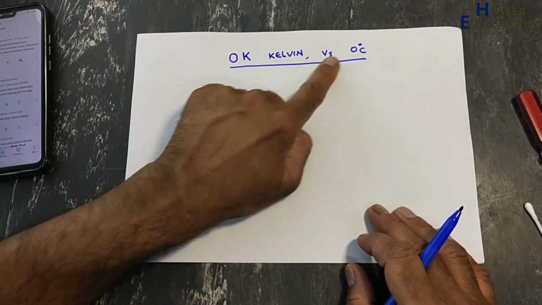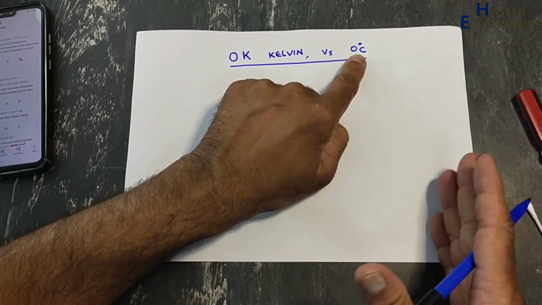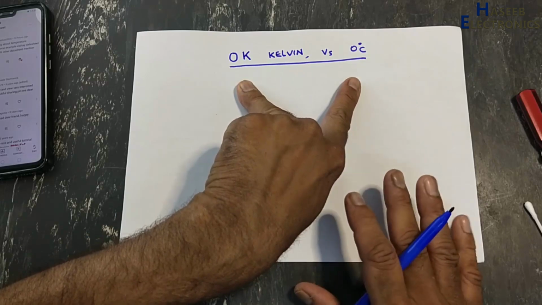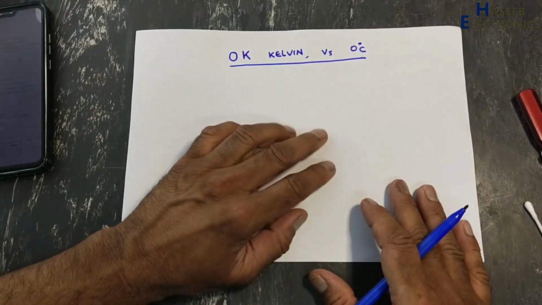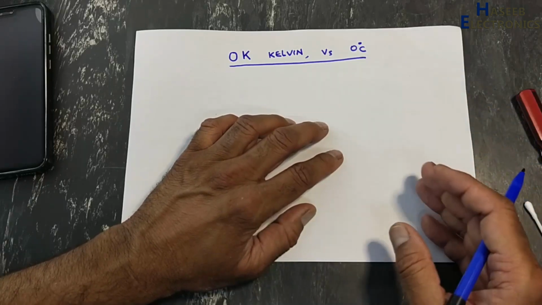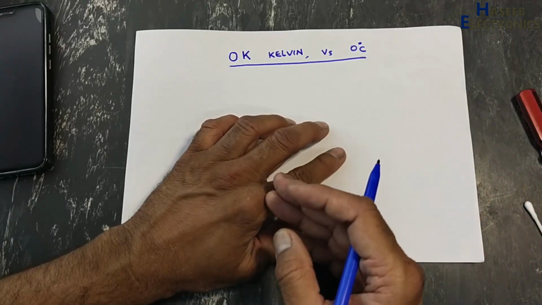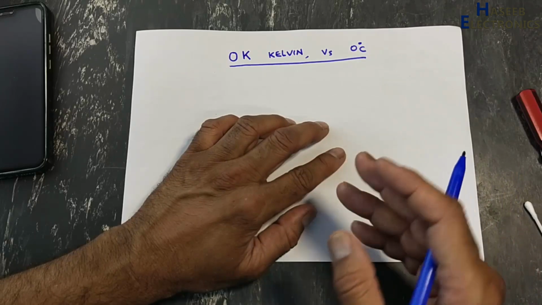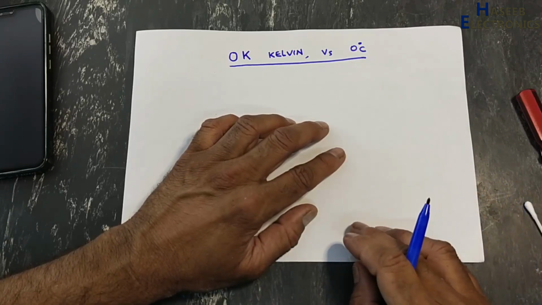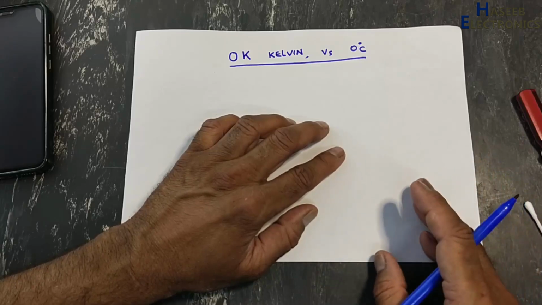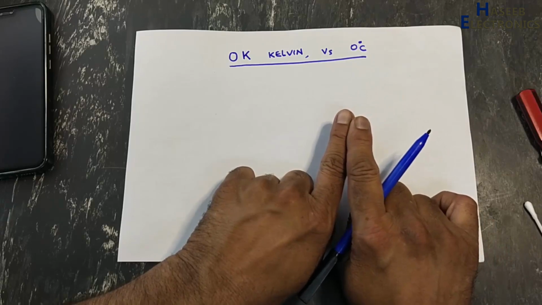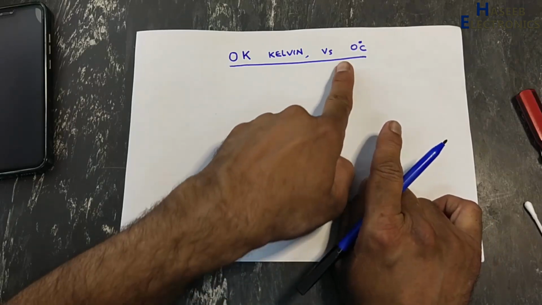K and centigrade or Celsius are two different units, both used to measure temperature. When we say water boiling temperature is 100 degrees Celsius, we say body temperature is 37.8 degrees centigrade. Water freezes at 0 degrees centigrade. Room temperature is 25 degrees Celsius. Celsius and centigrade are the same unit with two different names.